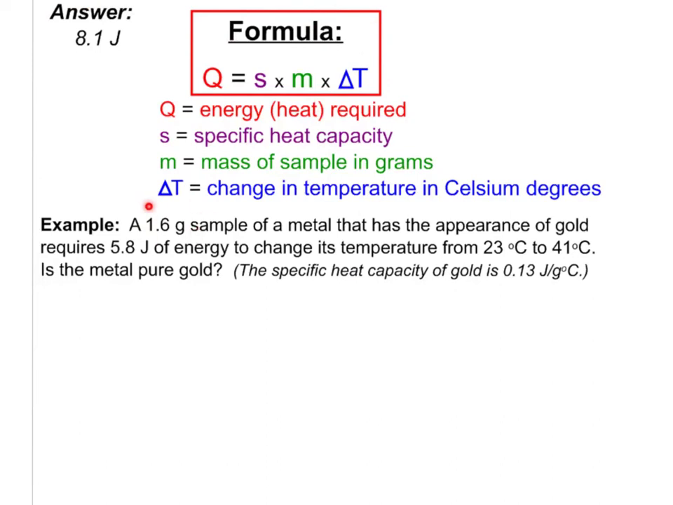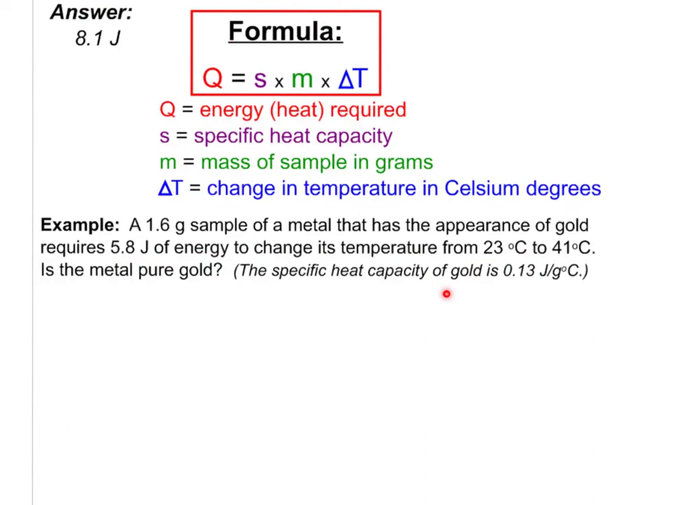We have 1.6 grams of a metal, and this metal looks like gold, but we don't know if it is. It requires 5.8 joules of energy to change its temperature from 23 degrees C to 41 degrees C. Is the metal pure gold? And by the way, the specific heat capacity of gold is 0.13 joules per gram degree Celsius. So we should be able to figure out if this metal has this specific heat capacity or not. That will tell us, is it gold or is it not?